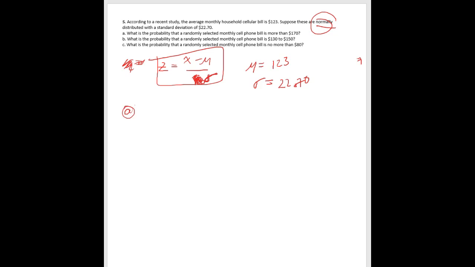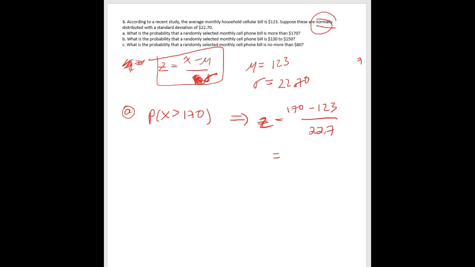So A, what is the probability that a randomly selected monthly cell phone bill is more than 170? So we're first going to write this in terms of x. This is the probability that a randomly selected bill is more than 170. Okay, so that's that. But so now what we want to do is turn these x's into z's so that we can use the table. So the way that we do that is we just say z is equal to the x value, 170, minus the mu, 123, over our standard deviation of 22.7.